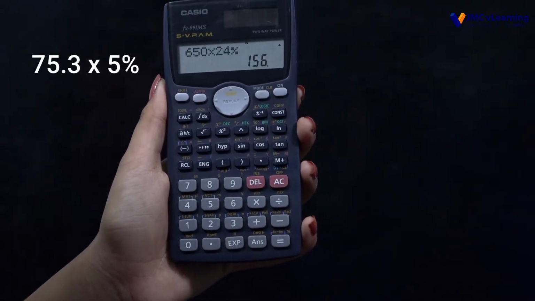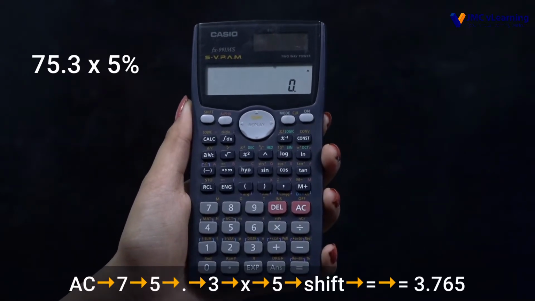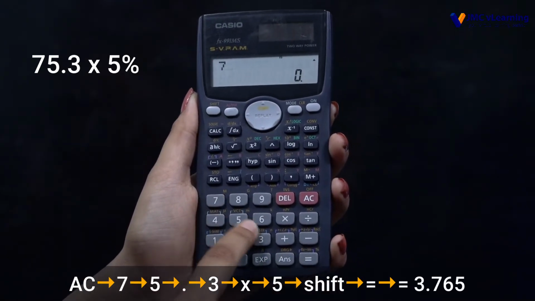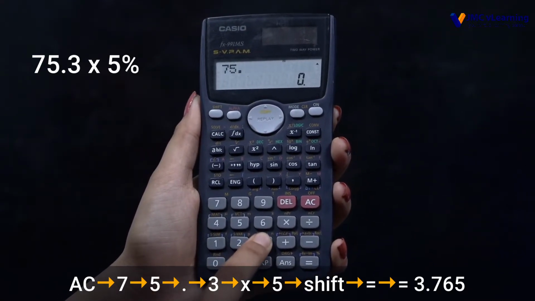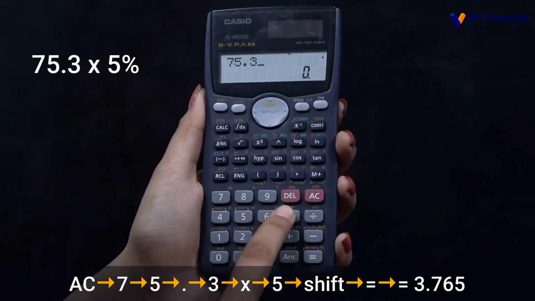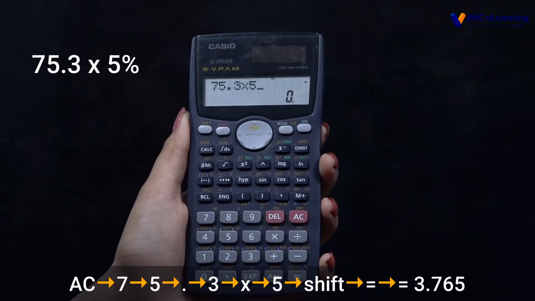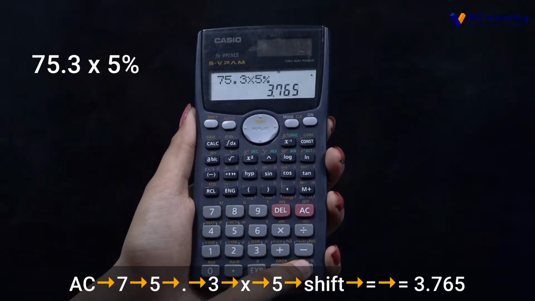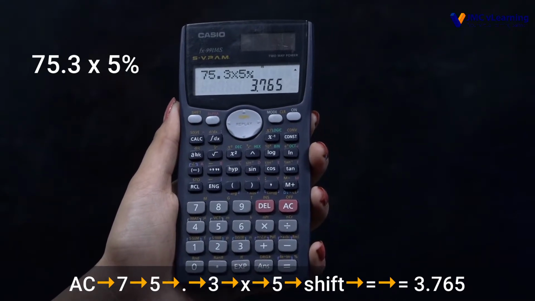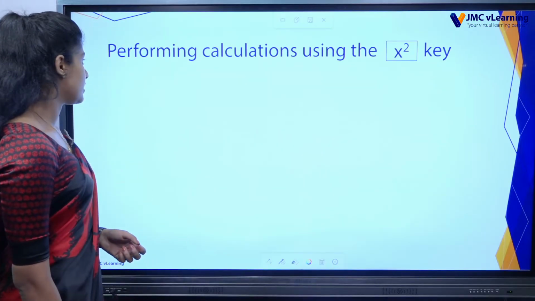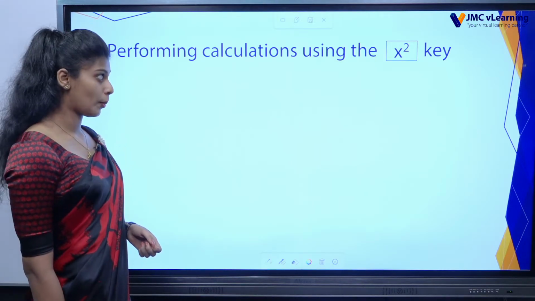The next example is 75.3 multiplied by 5%. First press AC, then 7, 5, the decimal point, then 3, then the multiplication key, 5, and the percent symbol: shift and equal. The answer is 3.765.